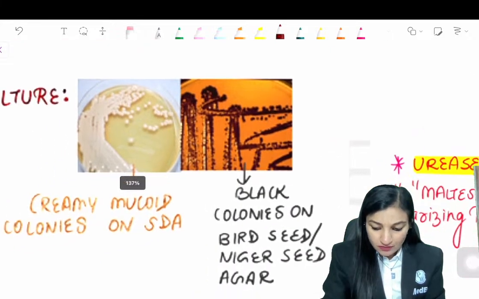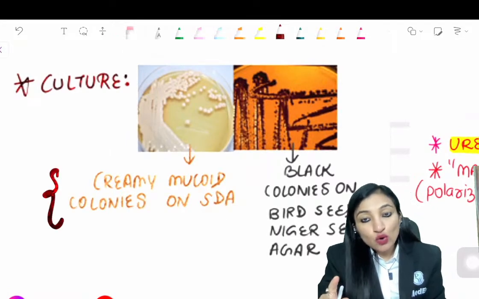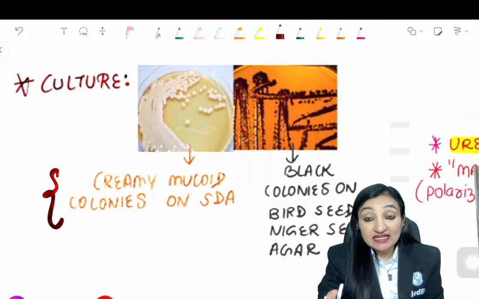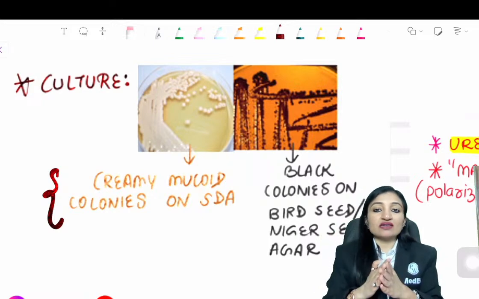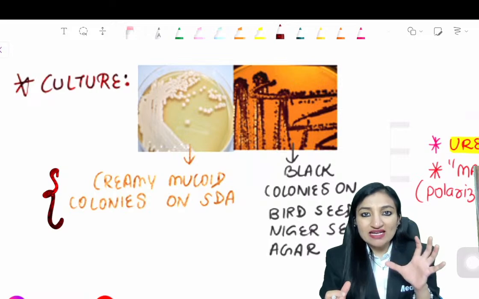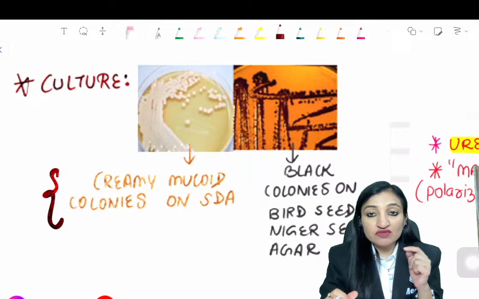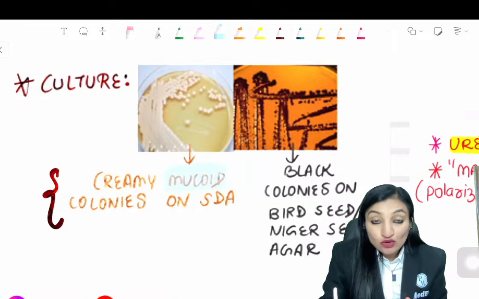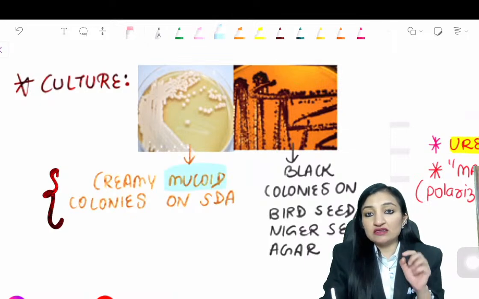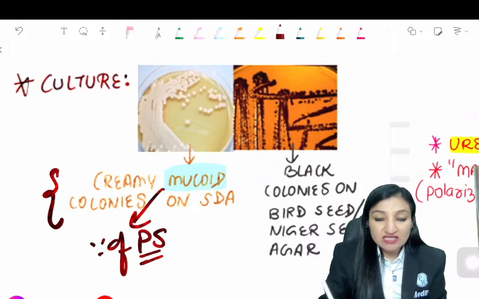Look at this also. On culture, you can see the creamy mucoid colonies it is going to form on SDA. Now, creamy colonies are also formed on SDA in case of Candida albicans. But then how will you differentiate? Of course, you will have to do other tests, but at least looks wise, the morphology of the colony will tell you something in favor of Cryptococcus, which is not there in case of Candida colonies. Let me highlight that word. The colonies are going to be mucoid in addition to being creamy white in color. Why mucoid? Because of the polysaccharide capsule.